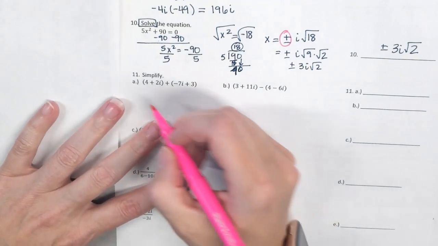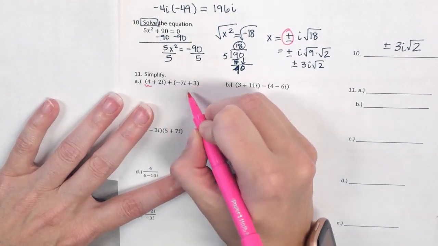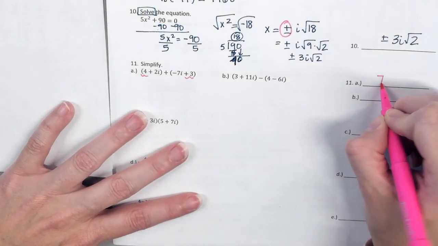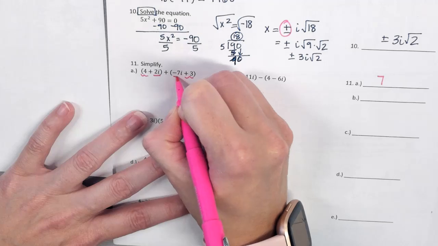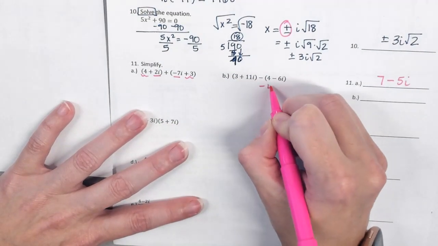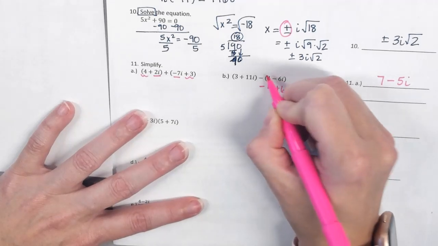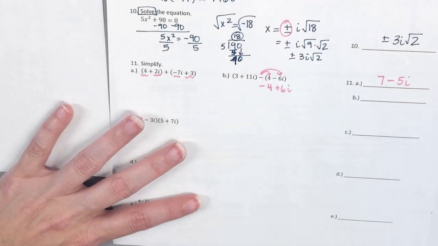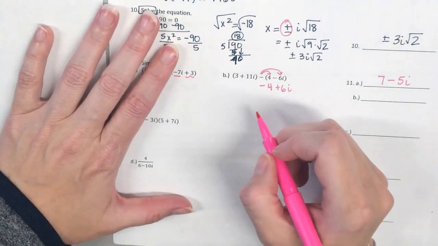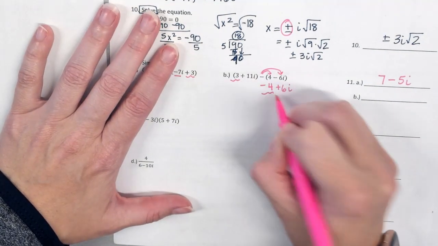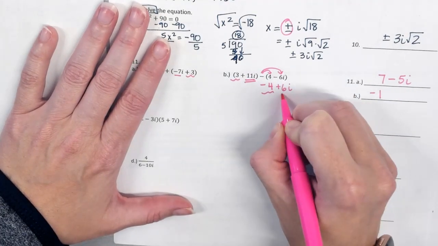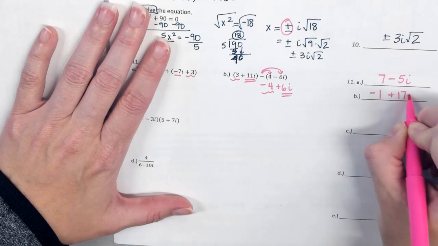All right, and then for these, make sure that you're adding the like terms together. So 4 and 3 is going to be 7. 2 minus 7i is -5i. Anytime there's subtraction, I distribute. That just helps me make sure I don't make any simple mistakes when I'm subtracting. And then you can combine your like terms. 3 minus 4 is -1. 11 plus 6 is going to be 17i.